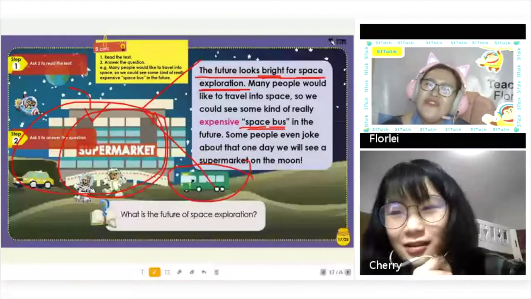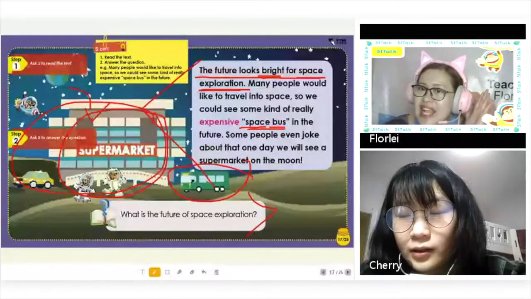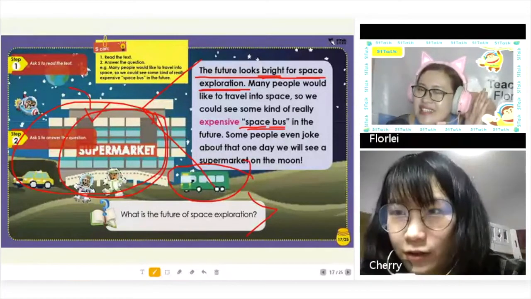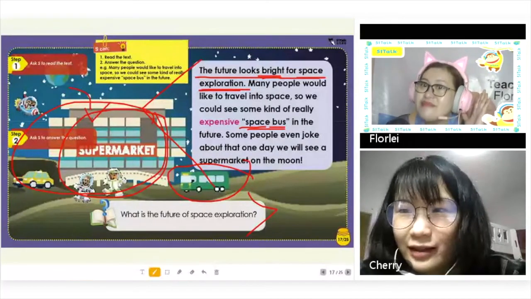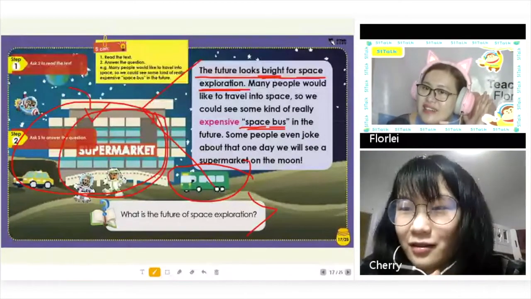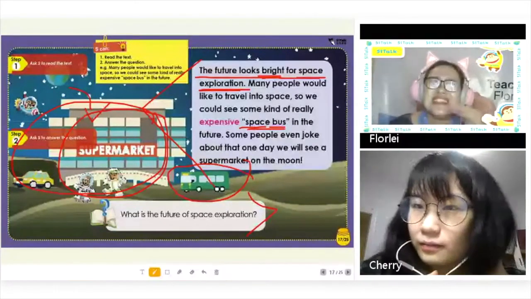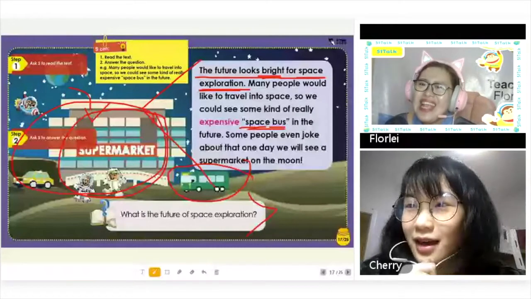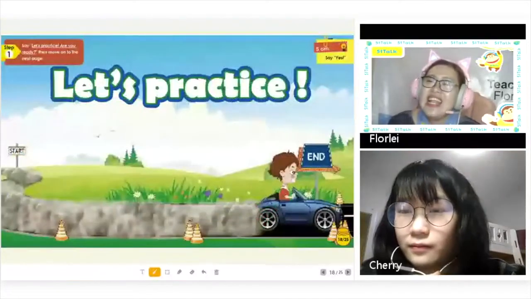What is the future of space exploration again? The future of space exploration is many people can travel into space and maybe has an expensive bus and a supermarket on the moon. Yes, they're looking forward to it. That's something they have in mind that's going to happen in the future. Thank you so much, Cherry. Good job. Let's go to the next page. Let's practice. Are you ready?